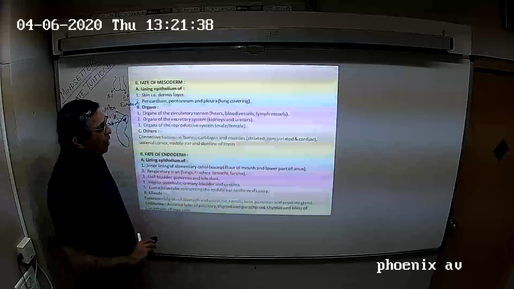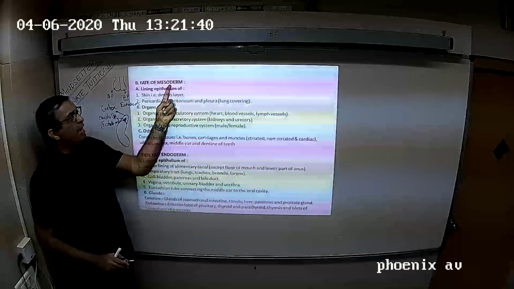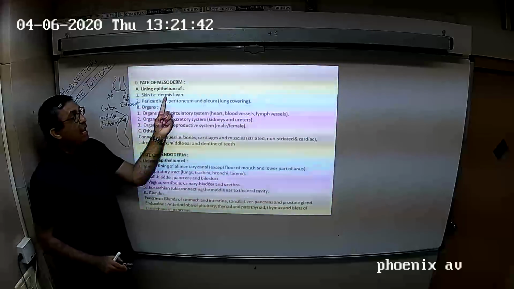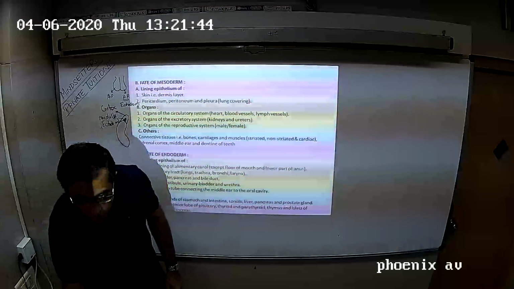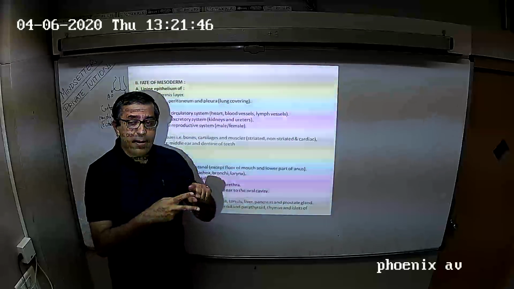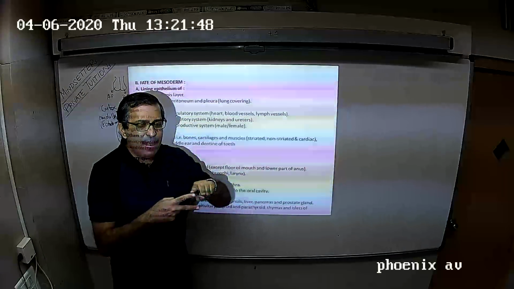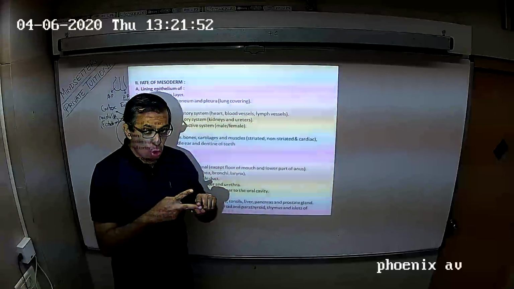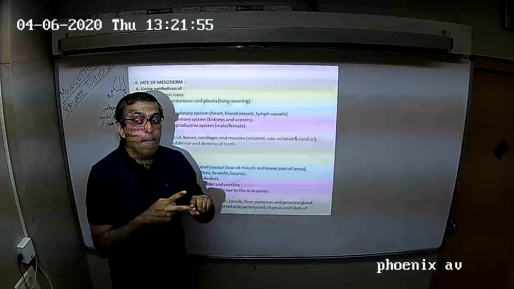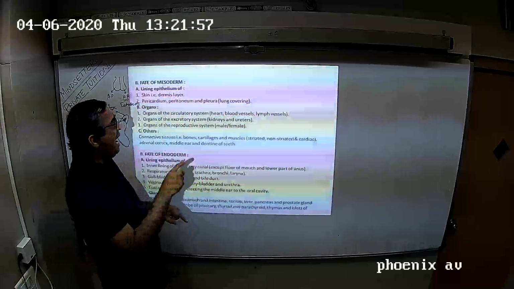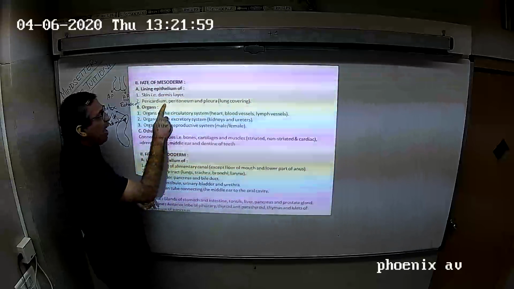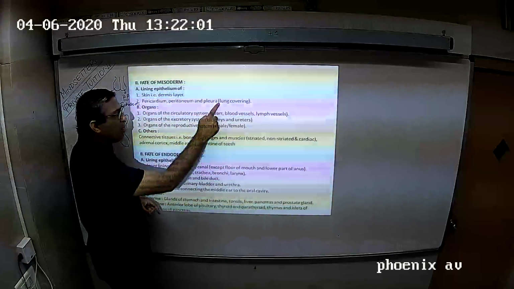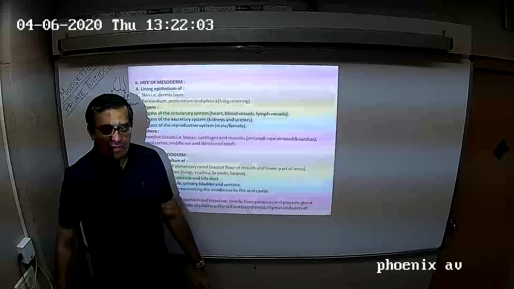And then we have the mesoderm. Mesoderm forms the skin dermis layer. If you remember, skin is made up of epidermis and dermis. Epidermis develops from the ectoderm. Dermis, the lower layer, develops from the mesoderm. And mesoderm forms pericardium, peritoneum and pleura, that is lung covering.